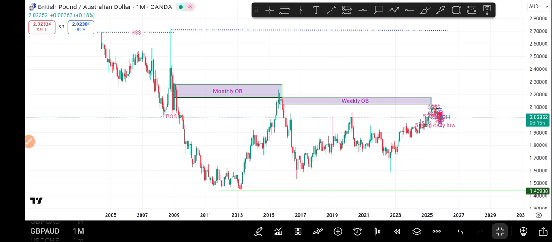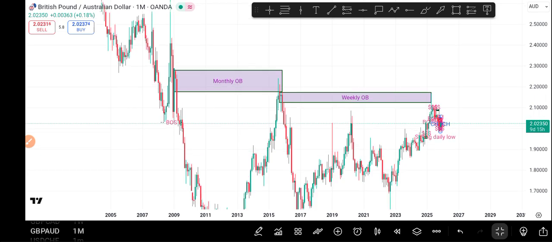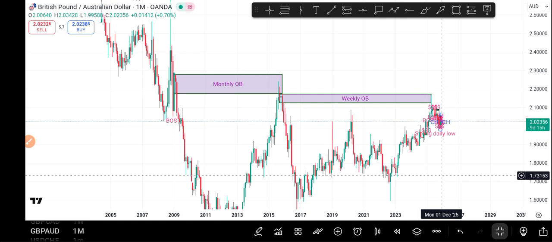Now let me tell you this: we have valid breaks of structure, we have valid sweeps of liquidity, we have valid pullbacks, we have valid changes of character, valid order blocks. We have invalid and valid points of interest. So you need to differentiate the two. Now let me simplify this in the simplest way possible.